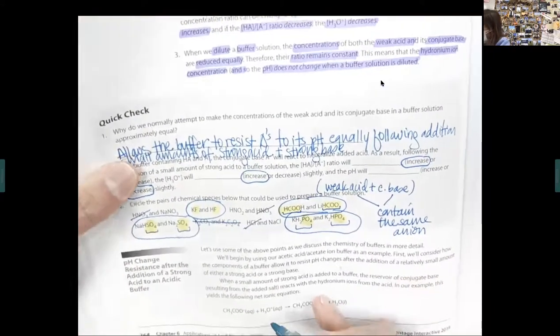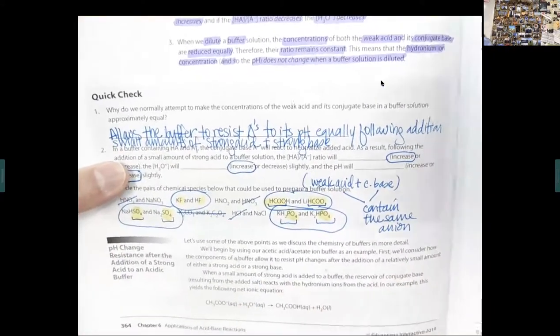So when you add a small amount, let me move this book for a second.